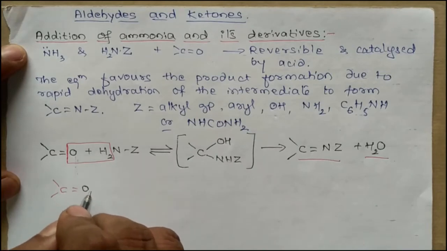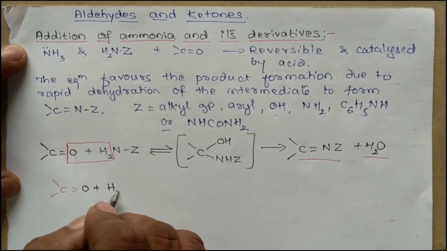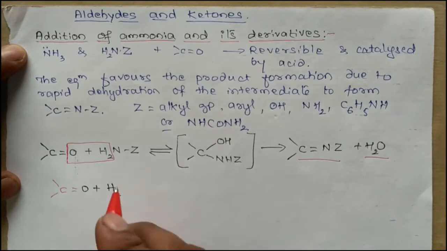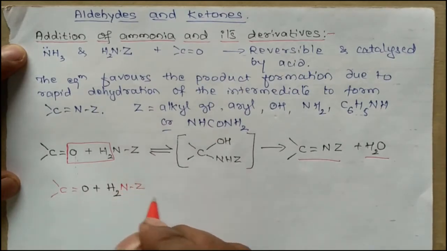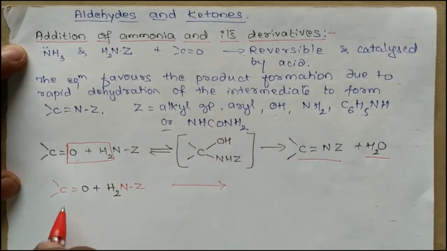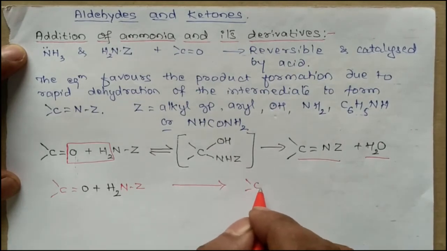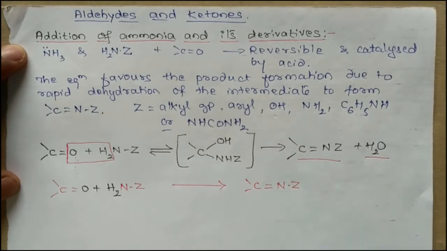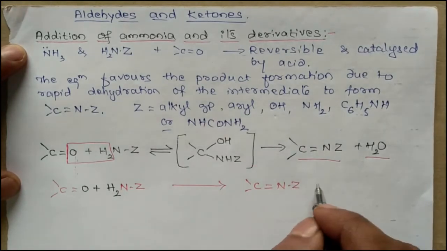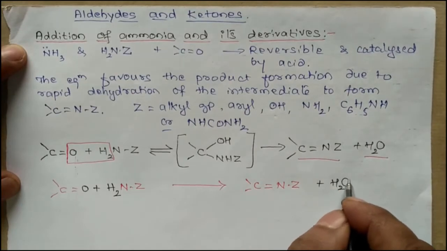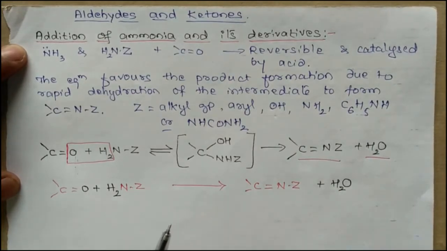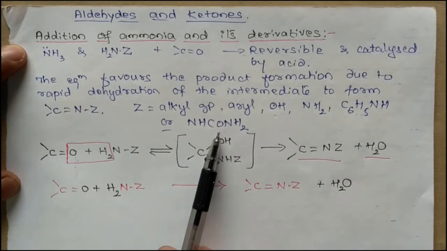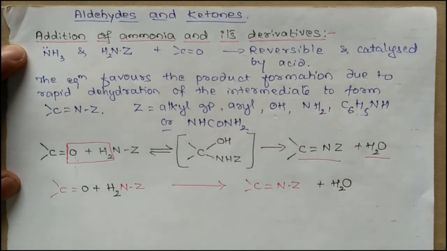Or we can write once again C double bond O plus H2NZ. Directly we can write down C double bond NZ plus this H2O. In this way we can write all these reactions. Here Z may be an alkyl group or aryl group or OH or NH2 or C6H5NH or NHCONH2.